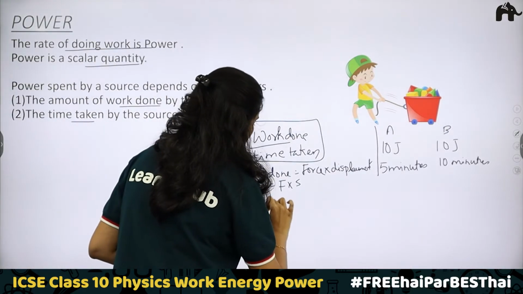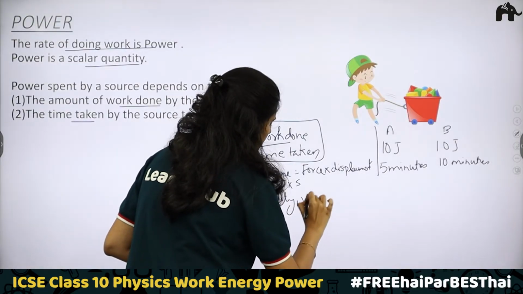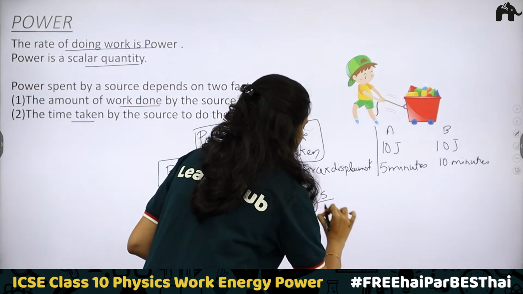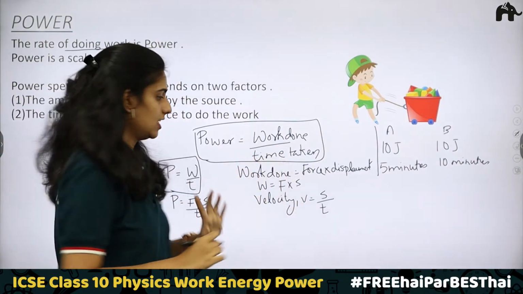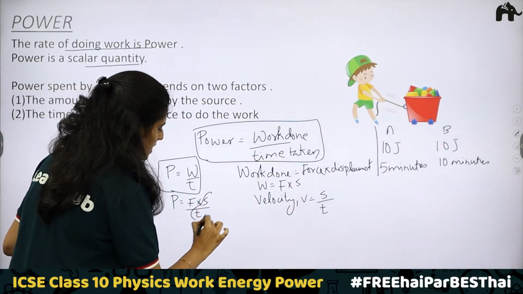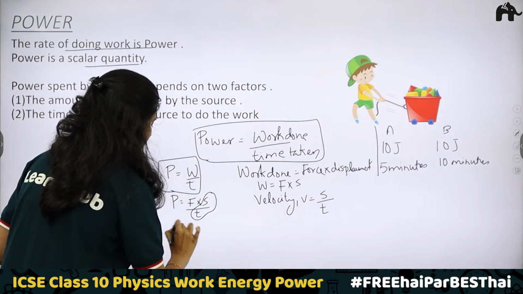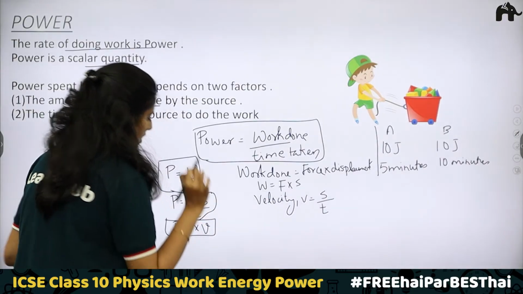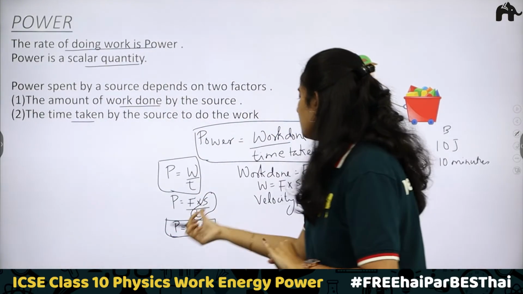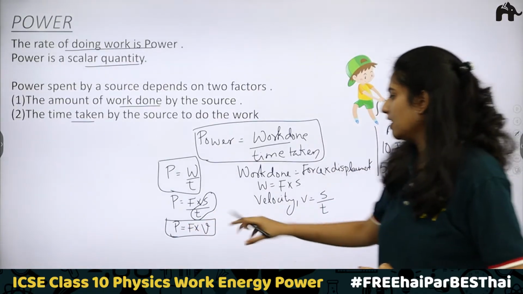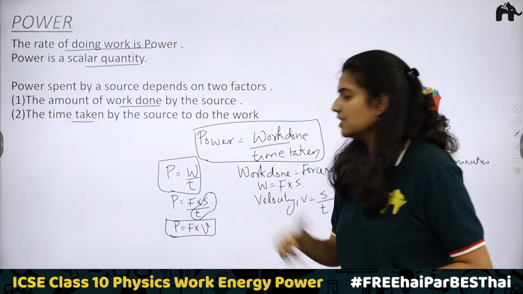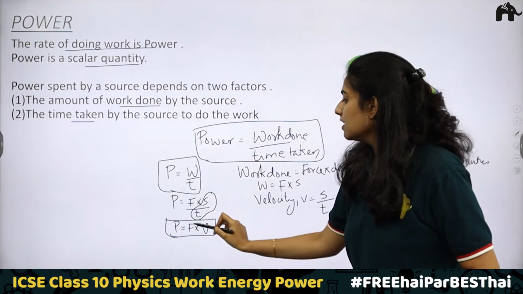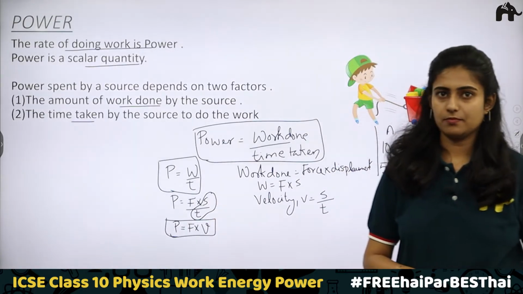We have studied velocity. V is equal to, what is velocity? Velocity is the rate of change of displacement. Displacement divided by time gives velocity. Here we have displacement and time. Displacement by time is velocity. Therefore, we have a relation: power is equal to force into velocity. Power is equal to work by time, and power is also equal to force into velocity. When velocity increases, power increases. When force increases, power increases. This is a relation which shows the power, force, velocity relation.